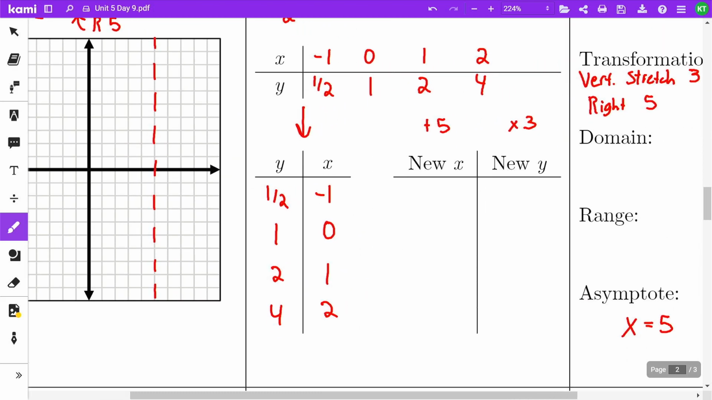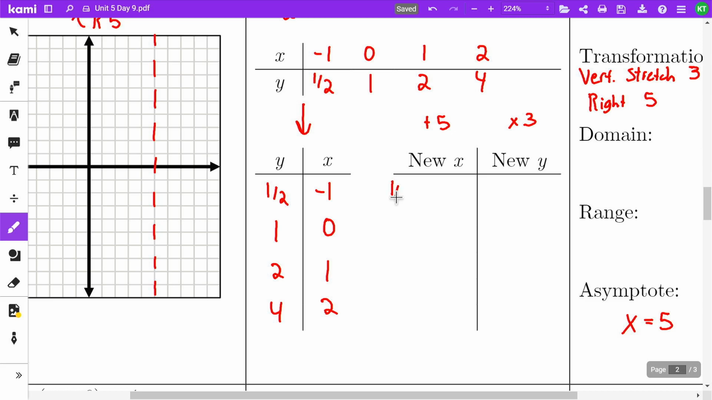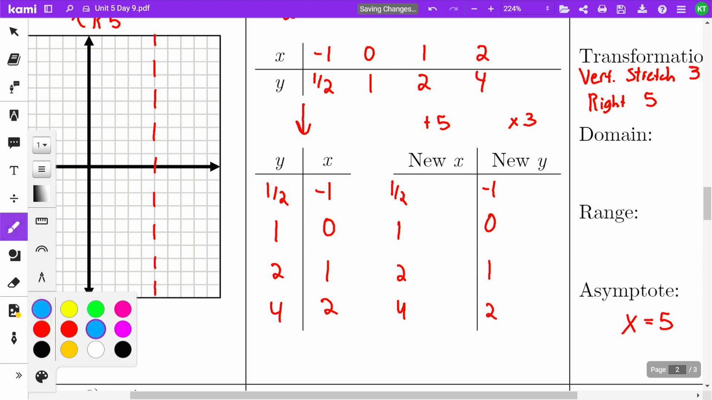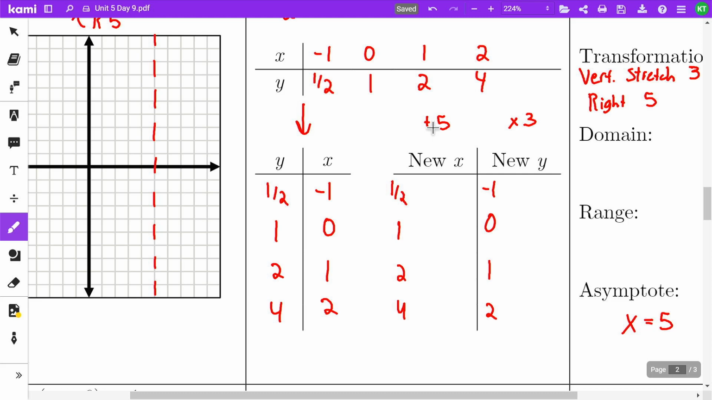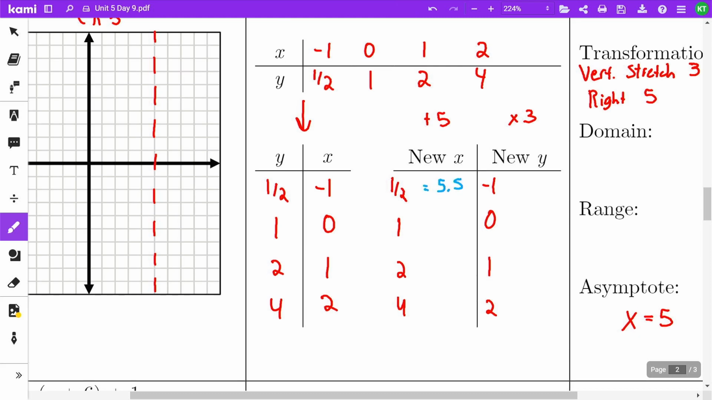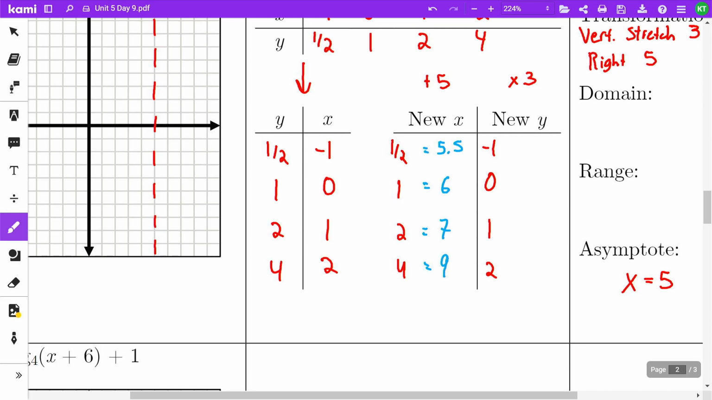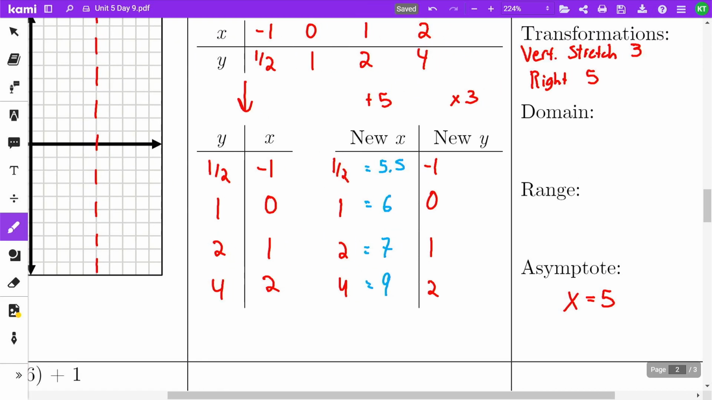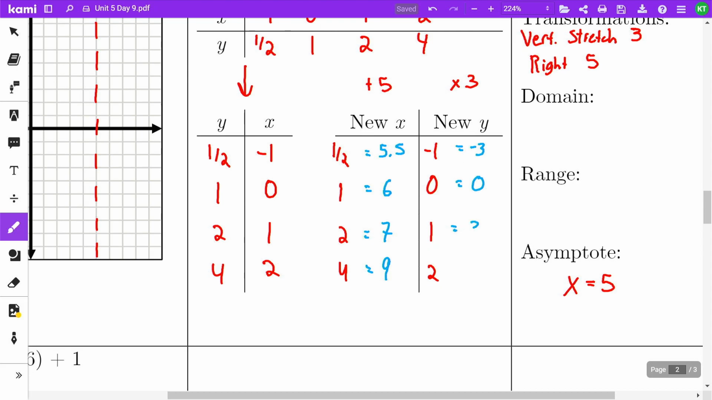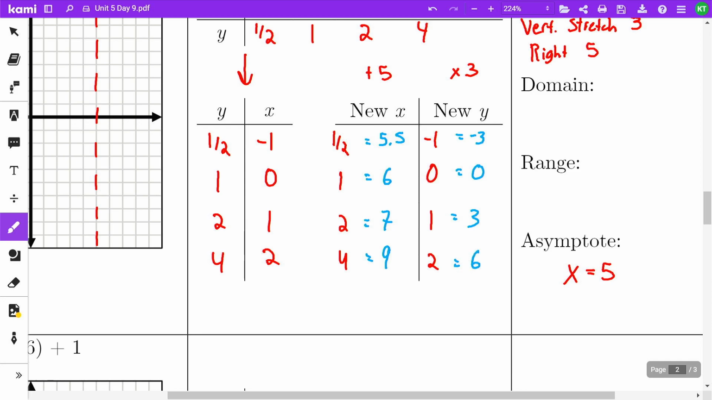All right, so if I transfer my values here of 1 half, 1, 2, and 4, negative 1, 0, 1, and 2, let's go ahead and apply my transformations. So 1 half plus 5, that's going to give me 5.5. 1 plus 5 is going to give me 6. 2 plus 5 is going to be 7. And 4 plus 5 is going to give me 9. And then multiplying by 3 for my y values, that'll give me negative 3, 0, 3, and 6.